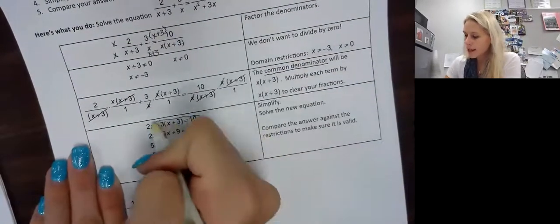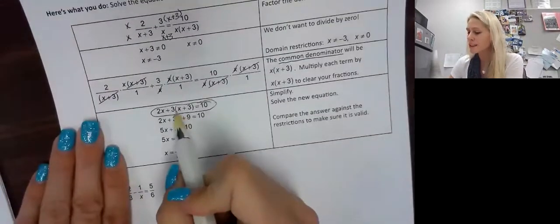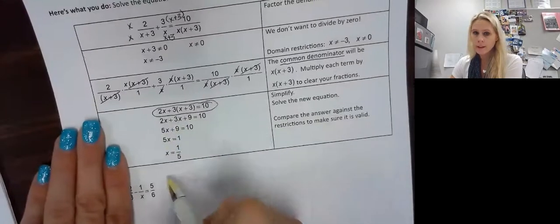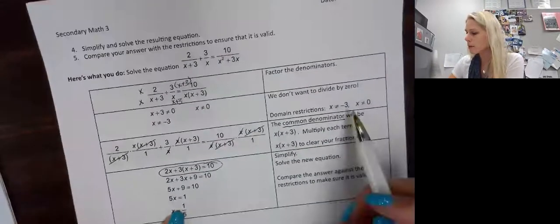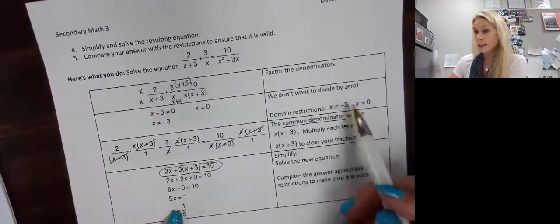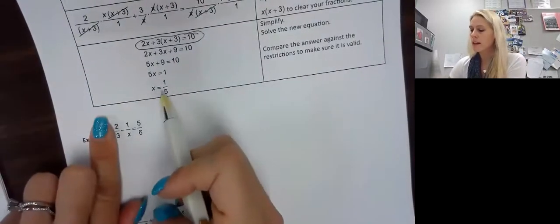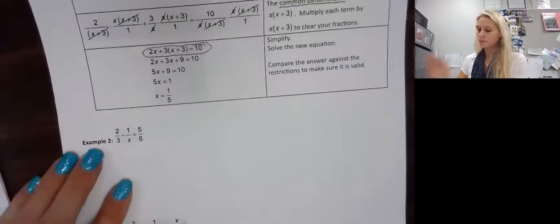And now, hey guys, this is stuff we've done for a very long time, right? We're going to distribute, combine like terms, and start solving. And we get x is 1/5. We compare it back with our domain restrictions. This is good. 1/5 is not part of our restrictions. So our answer is x equals 1/5. Let's try that out now.